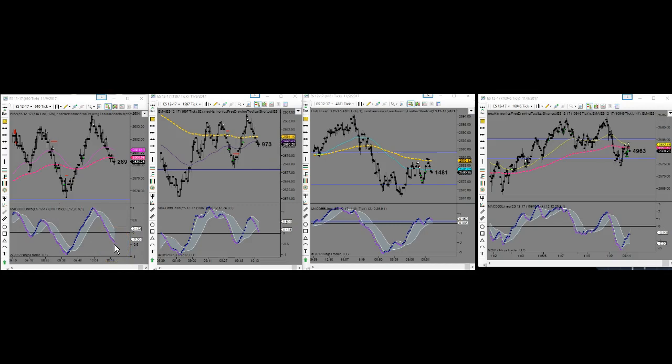So everything's in tune right now on the 610. Pretty in tune on the 1597. Needs some catching up to do on the 4181. Has not crossed that top Bollinger Band on the 10946.